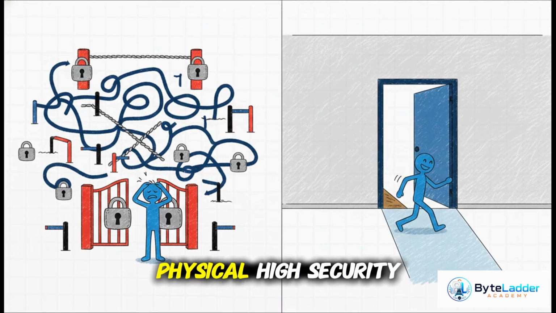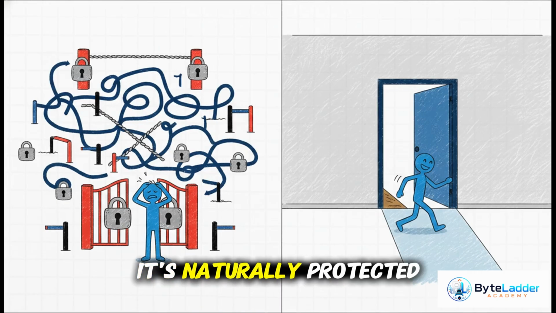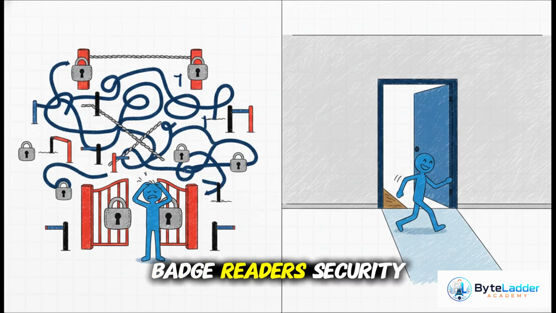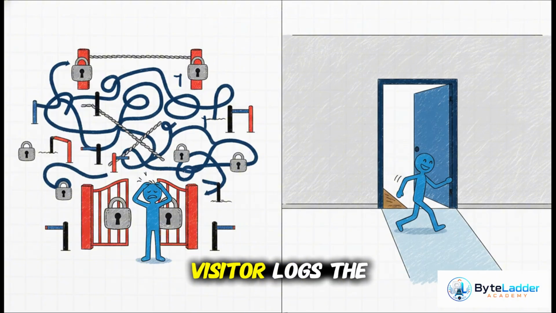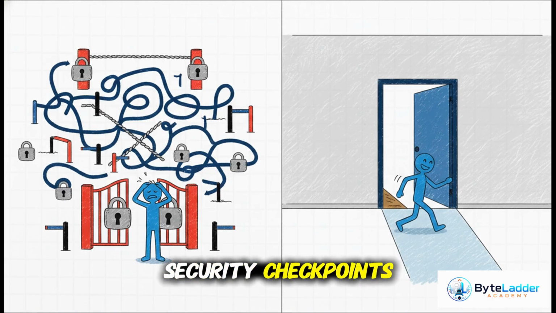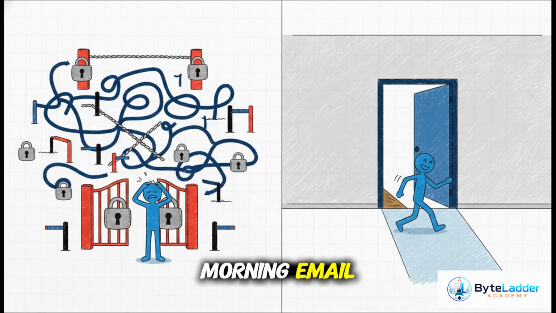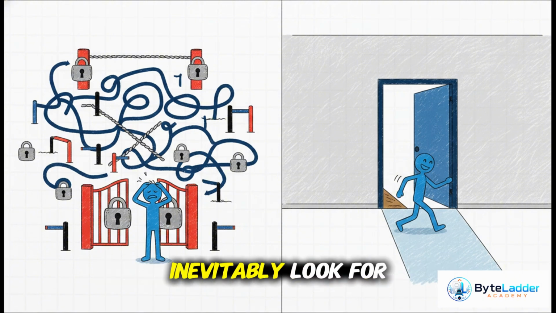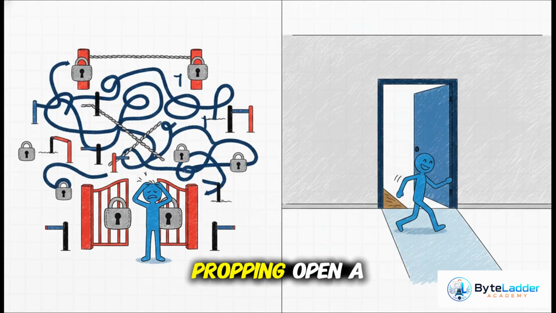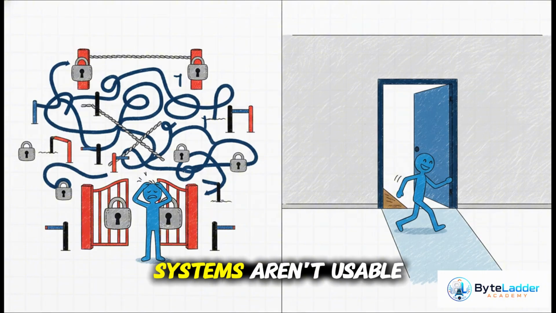Think about a physical, high-security office building. It's naturally protected by locks, badge readers, security guards, cameras, visitor logs, the whole shebang. All of these are fantastic security controls. But imagine if every single employee had to pass through 10 separate security checkpoints just to get to their desk and check their morning email. Productivity would completely crash, morale would plummet, and people would inevitably look for a workaround, like, say, propping open a side door with a rock just to save time. Well, in the digital world, our users do the exact same thing when our systems aren't usable.